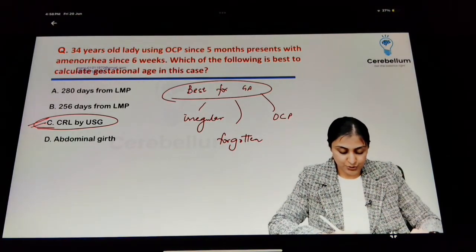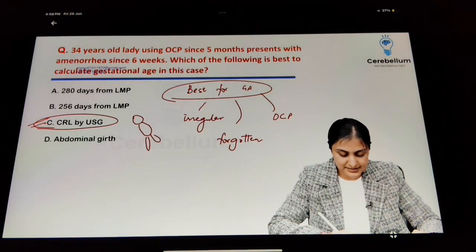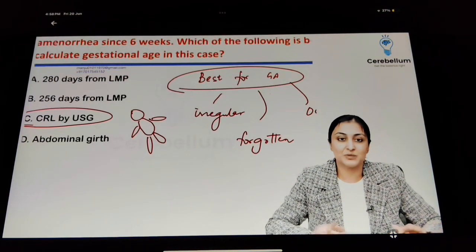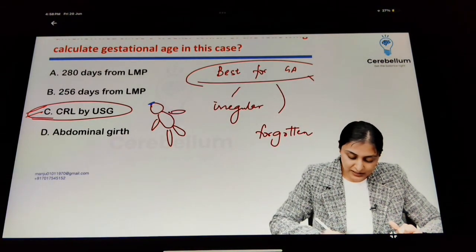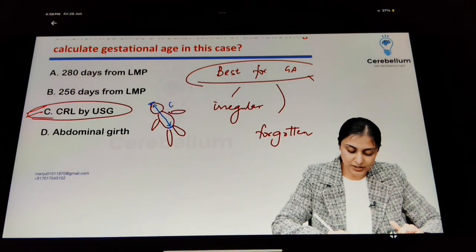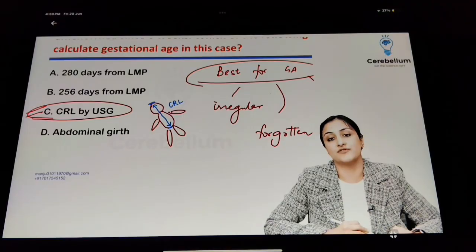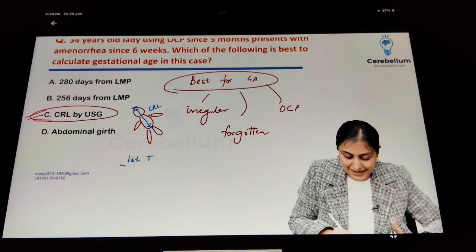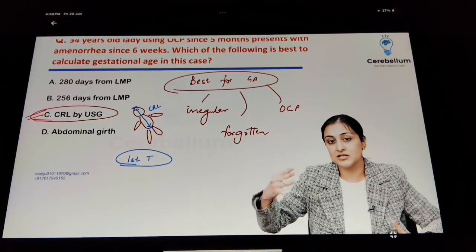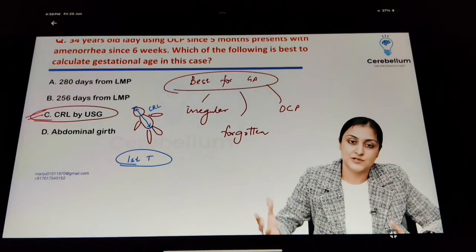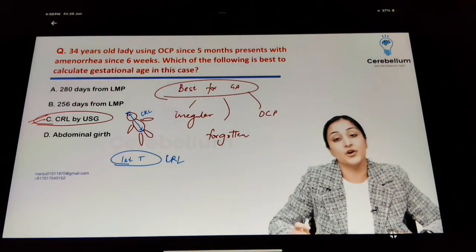So as the embryo grows, right? So imagine this is the embryo. These are the legs. These are the hands. All right, very primitive looking embryo, but that's fine. So what you take is the length from the crown to the bottom of the buttocks. So this length here is called the crown rump length, and that is the best measure of gestational age. Remember, the gestational age is best in the first trimester. As you go on in the pregnancy, the accuracy of the gestational age on ultrasound keeps decreasing. So the best parameter is in the first trimester by crown rump length.